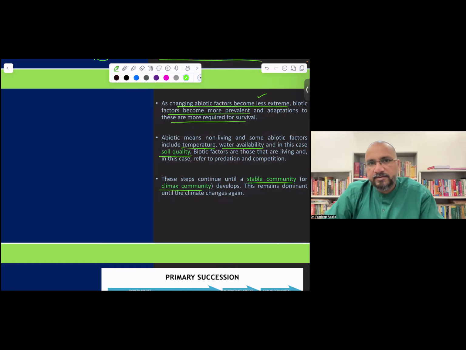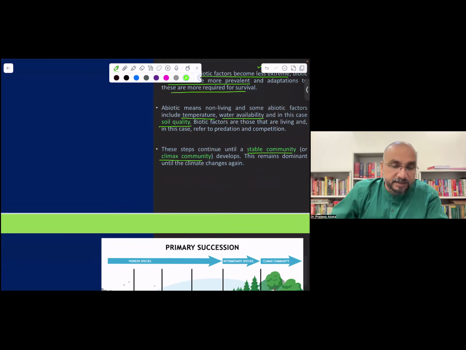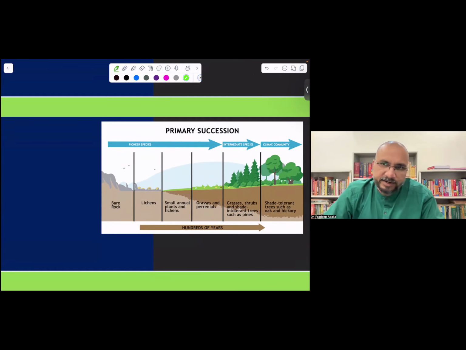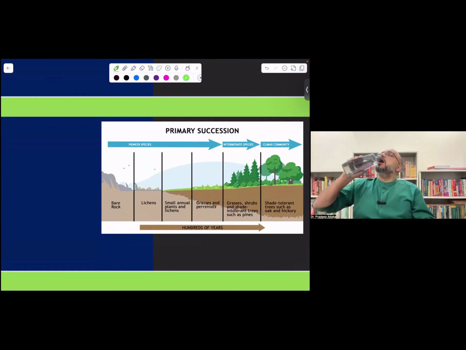Now I think you have some idea about what succession is. So let us go further deeper into this. प्राइमरी एंड सेकेंडरी सक्सेशन का भी कोई डिफरेंस बता सकते हो तुम? नाउ यू कैन टेल द डिफरेंस.